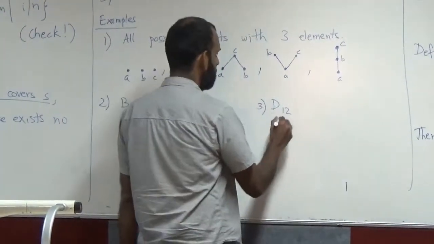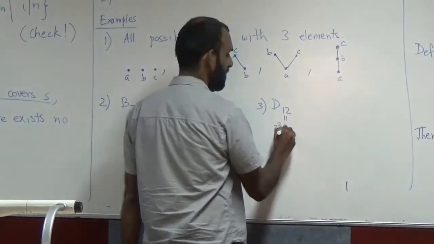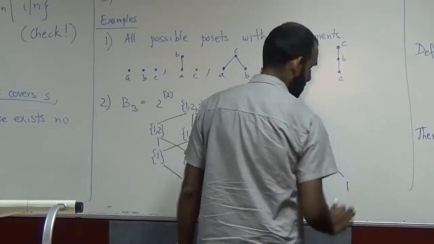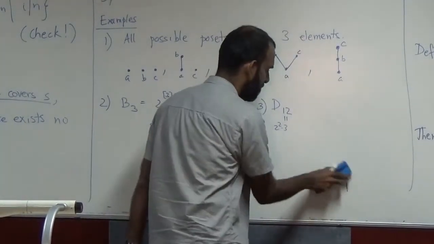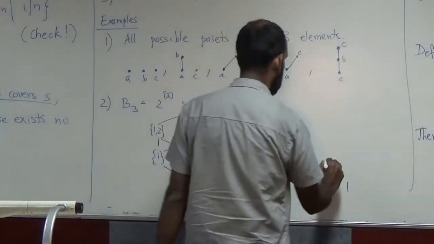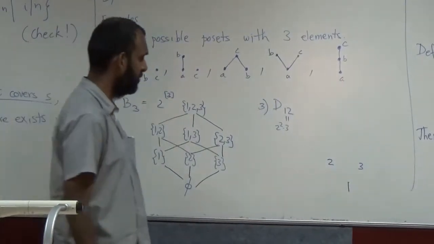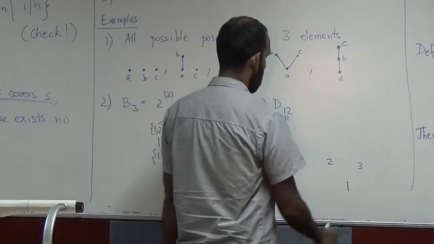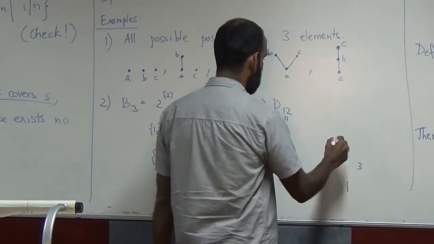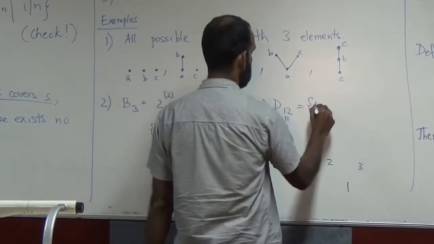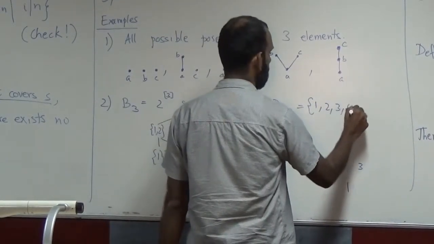Now 12 is 2 squared times 3, so it has 2 distinct prime factors. So let me now draw the edges. I'll have 2 and 3, these are the 2 distinct prime factors, and they will be covered by things above. As a set, this is {1, 2, 3, 4, 6, 12}.